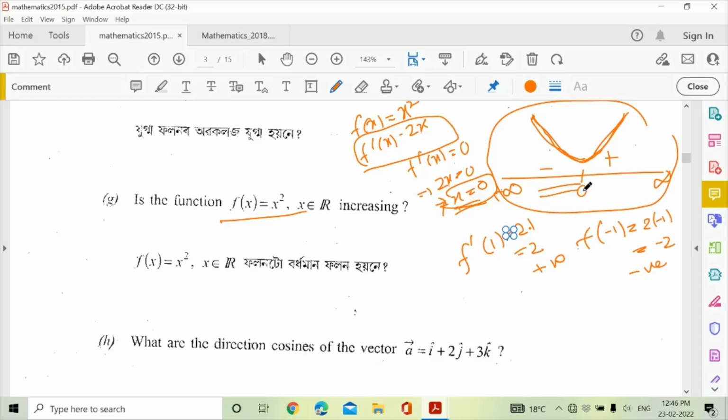So overall, if I consider the interval from 0 to infinity, is it increasing or decreasing? Sorry, increasing. From minus infinity to 0, is it increasing or decreasing? You said the answer is decreasing. On the left side it is decreasing, on the right side it is increasing. But overall, for the real number set, what is it? Neither increasing. Is the function increasing? No. You cannot directly write that.